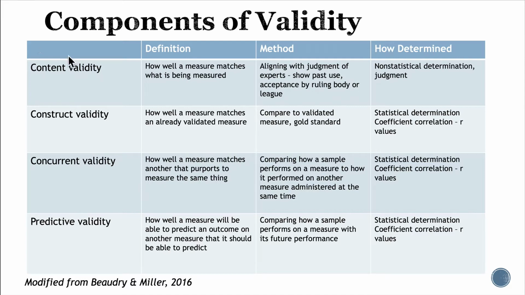The first is called content validity, and content validity examines a tool to see how well a measure matches what's being measured. But it's basically judged based upon experts in the field and so on. So it isn't necessarily mathematically or statistically tested against other tools to see if it's valid. It's a non-statistical determination or judgment of a new tool or assessment technique.